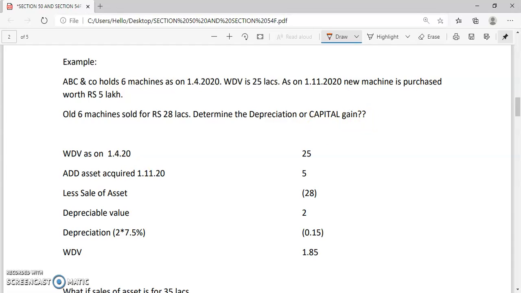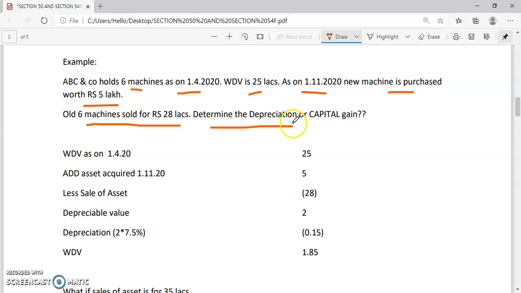Suppose ABC company holds 6 machines as on 1st April 2020. WDV is 25 lakh. As on 1st November 2020, a new machine is purchased worth rupees 5 lakh. Old 6 machines were sold for 28 lakh. Determine the depreciation or capital gain.